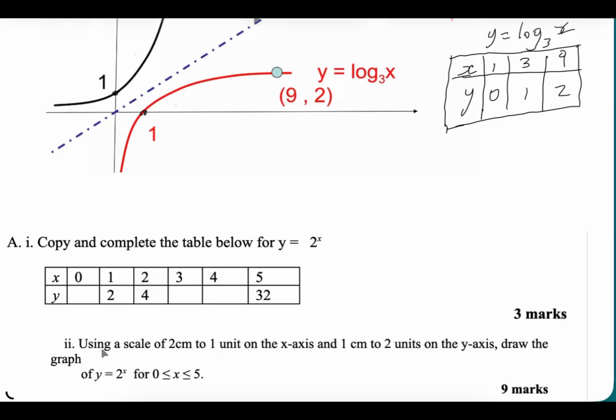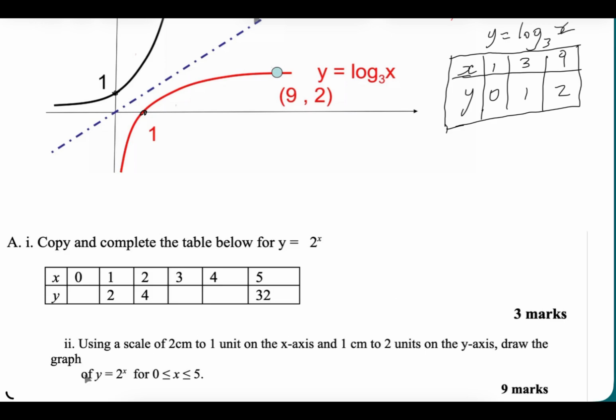And then it asks to use a scale, so you have to know how to use scales. 2 centimeters to represent 1 unit on the x-axis. So you count 2 spaces and mark 1, another 2 spaces and mark 2, and so on on the x-axis. 1 centimeter for 2 units. So for 1 space, you're going to put 2 on the y-axis. For 2 spaces, 4, and so on. For 5 spaces, it will be 10.